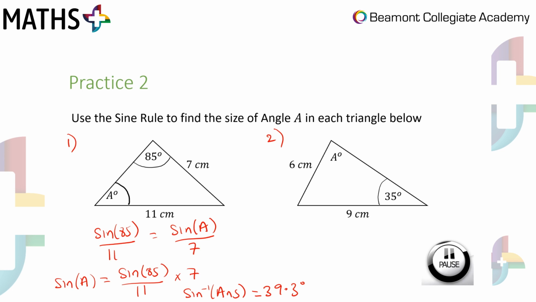Question 2 then, so again, pair these up. The angle I want goes with the 9, so that means sine 35 over 6 is equal to sine of A over 9.